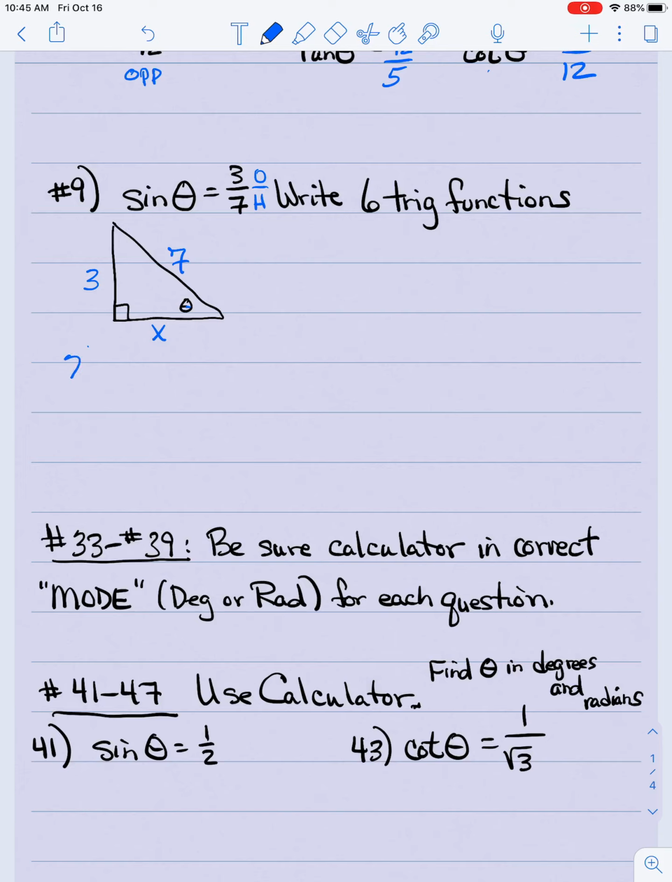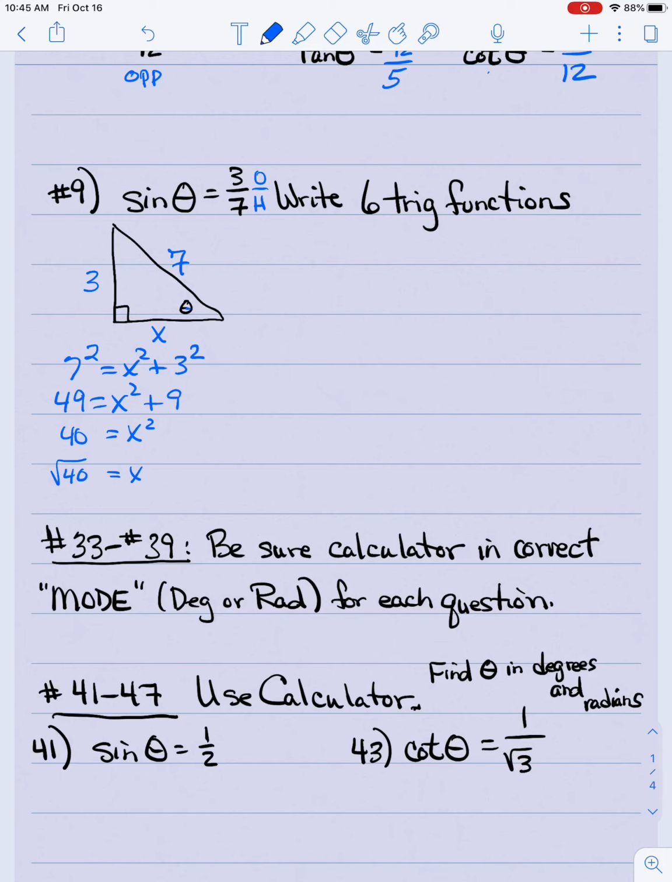So if I use the Pythagorean theorem, maybe you remember c squared equals a squared plus b squared. Hypotenuse squared equals the sum of the squares of the legs. We can figure out what this adjacent piece would be. So 49 equals x squared plus 9. So x squared equals 40. So x is going to be the square root of 40. I would say plus or minus, but since I'm doing the side of a triangle, I'm just going to use the positive root, and we could simplify that to 2 square root of 10.